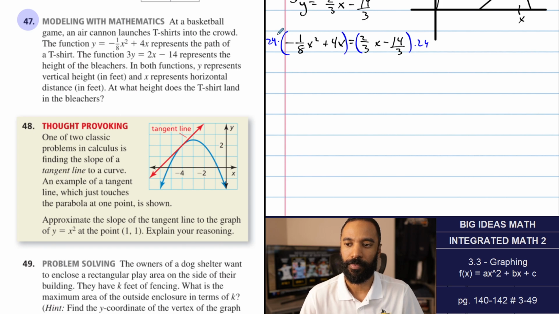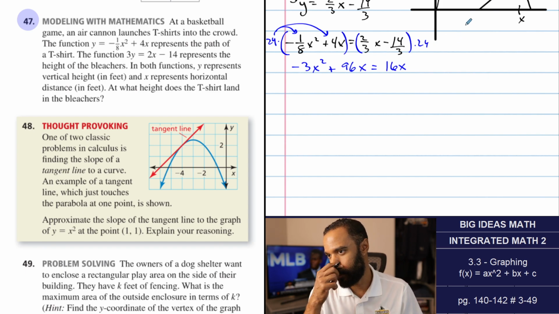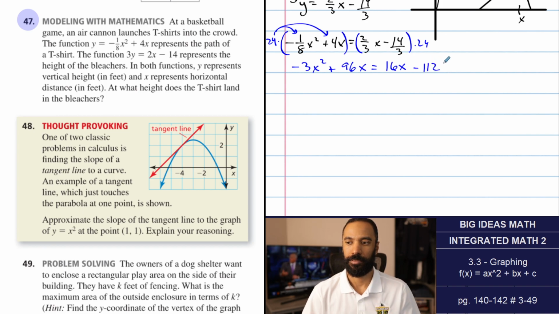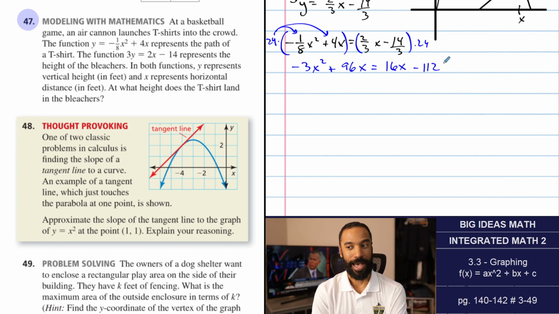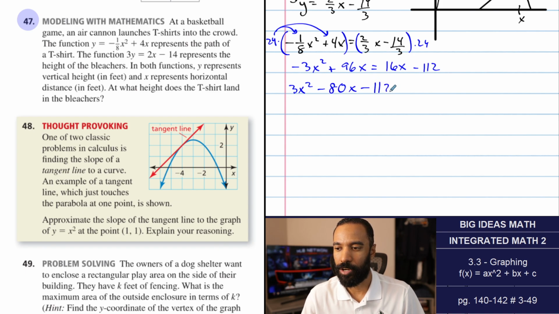on both sides. Distributing the 24 into here, 24 over negative 8 is negative 3x squared. 24 times 4 is 96. 24 times 2/3 is 16. And 24 times negative 14/3 is something. Negative 112? Yeah. Negative 112. If I move everything to one side of the equation, getting my x squared positive, I'm going to add this over, subtract that over. I'll have 3x squared minus 80x minus 112 equals 0.